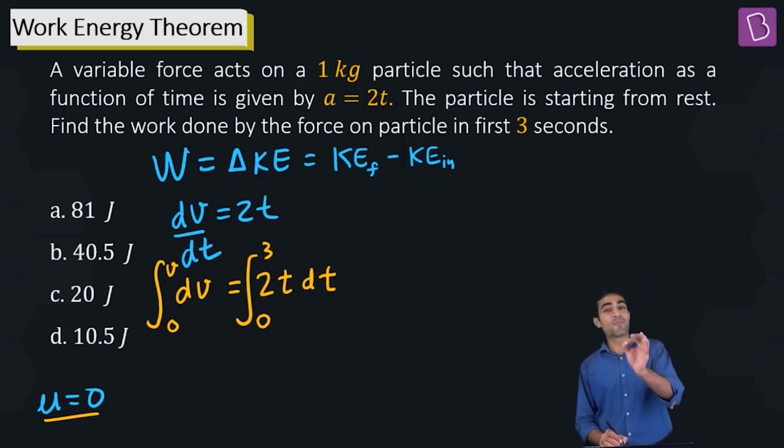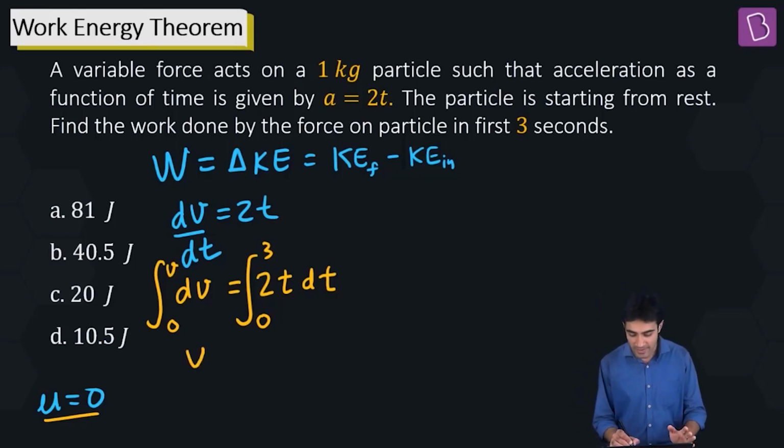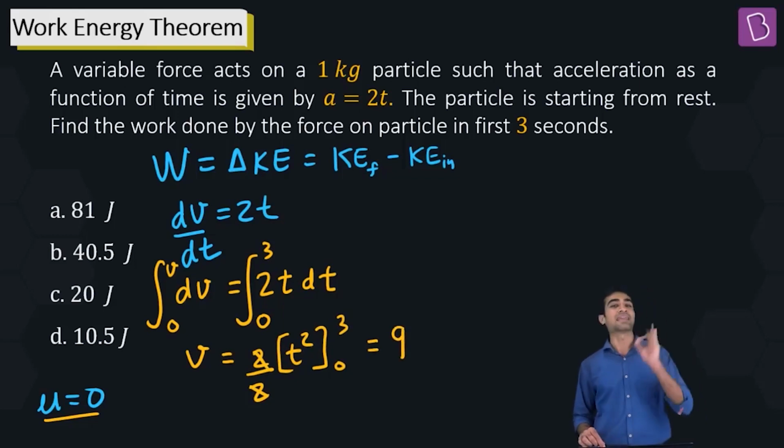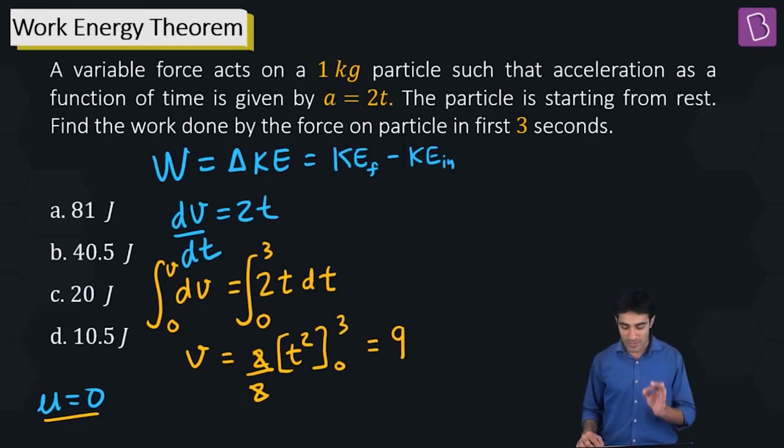Now, when we perform this integration, we get v is equal to 2 t square by 2, and we put the limits 0 to 3. So we are getting 3 square minus 0 square. This is simply 9. So the velocity at 3 seconds is 9 meter per second. Okay, we got the final velocity.